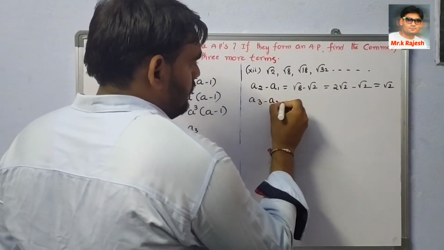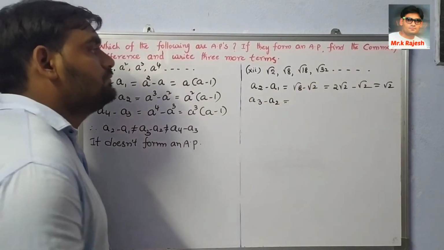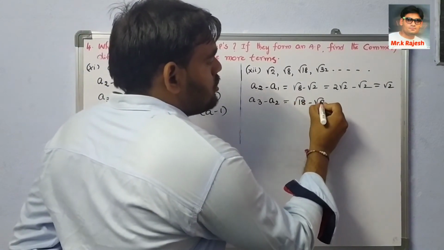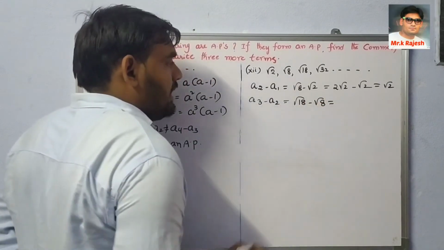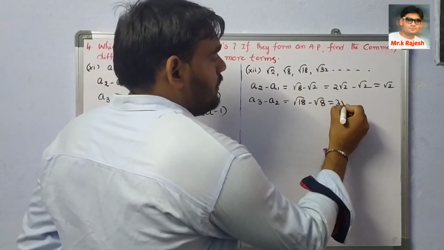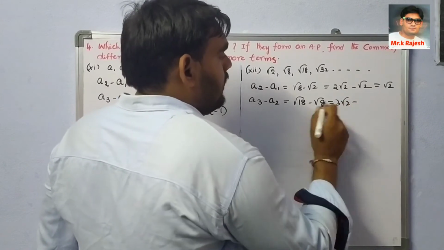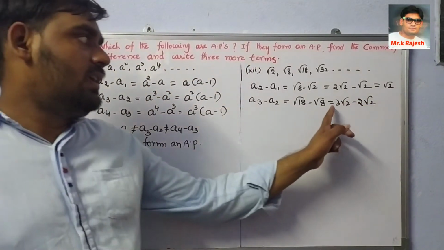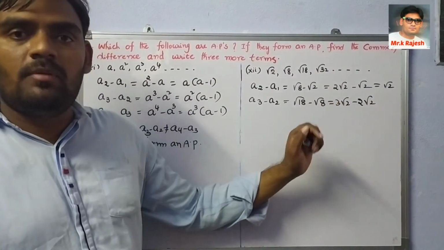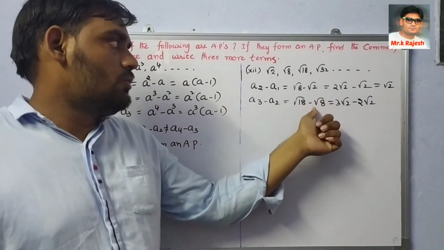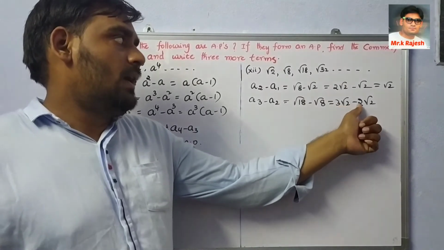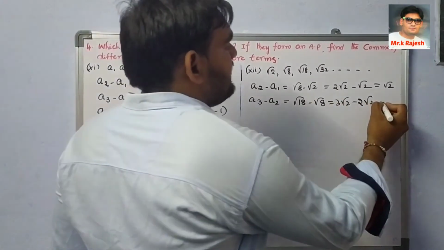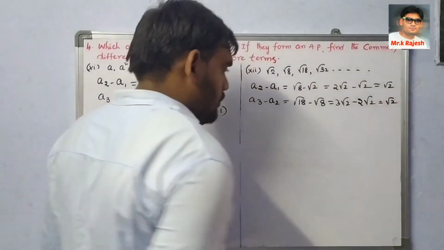After that, a3 minus a2 we need to find. a3 value is root 18 minus root 8. Root 18 can be written as 3 root 2, minus root 8 can be written as 2 root 2. See here, 3, if it goes inside this square root, it will become 9. 9 2s are 18. So 3x minus 2x, x. Like that only here we will get root 2.